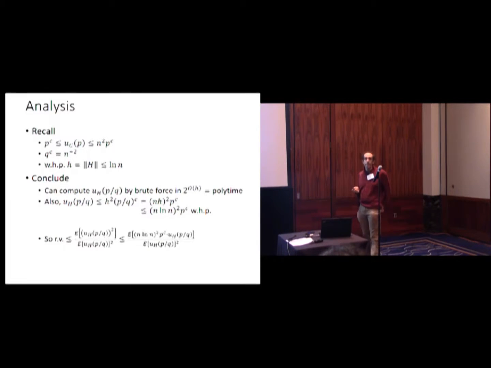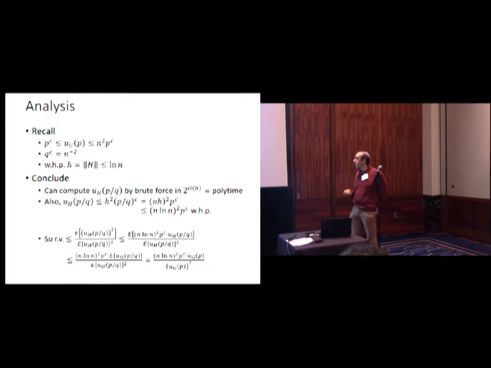So let's use that fact in order to analyze the relative variance of this estimator. That's equal to the expectation of the square divided by the square of the expectation. Now I'm going to play this trick where I'm looking at the expectation of the square. I'm going to take one of the two terms that's being squared and replace it by this upper bound. So I put n log n squared P to the C in instead of UH of P over Q. And so I have this product. Now it's a constant, so I can pull it out from the expectation and be left with this quantity over here. Now you notice that I have an expectation above and a similar one below.